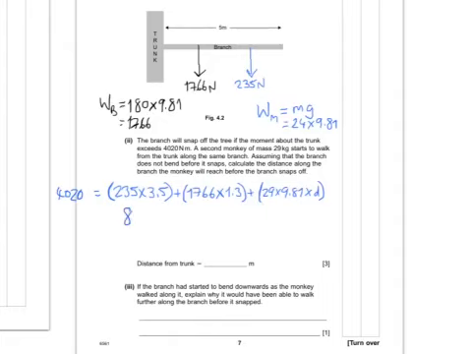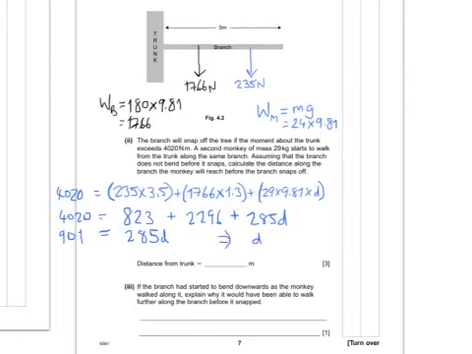The first one is 823 plus 2296 plus 285D. That's still equal to 4020. So 285D is equal to, just bring those others over to the other side, 901. Last step then is, what's D going to be? It's equal to 3.2 meters.